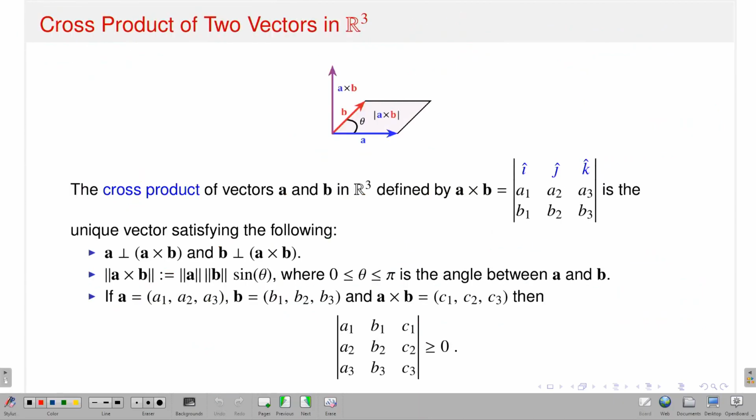So, now my next point is to talk about curl. Before that, I need to discuss the cross product of two vectors in R3. I think people are familiar with these kinds of concepts in vector analysis.